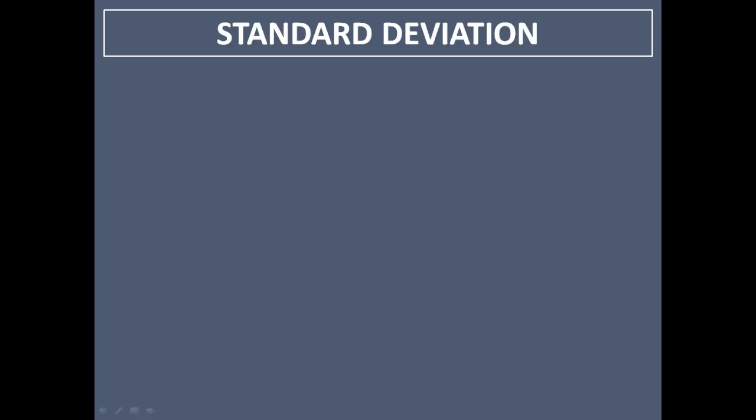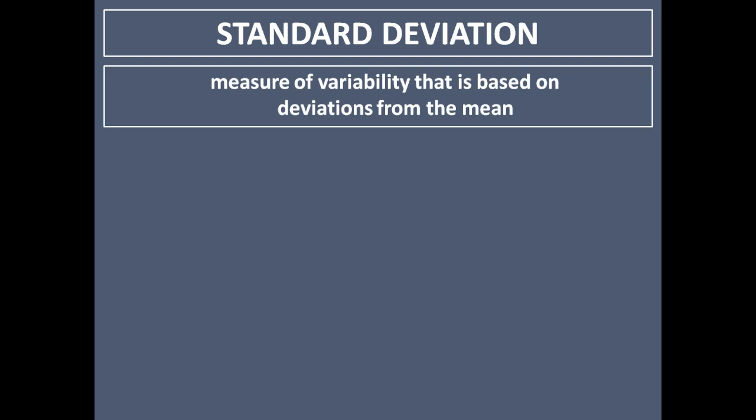We'll look now at our second measure of variability, which is standard deviation. Standard deviation is a measure of variability that is based on deviations from the mean. We learned in our lecture of measures of central tendency what deviations from the mean were, simply how far each data point was from the mean.